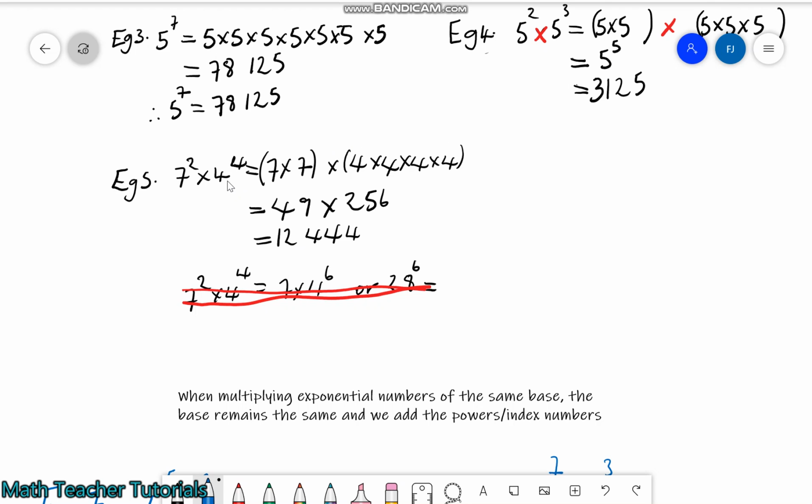we are unable to combine the indices since the bases are not the same, so it will remain 7 squared times 4 to the 4th power.